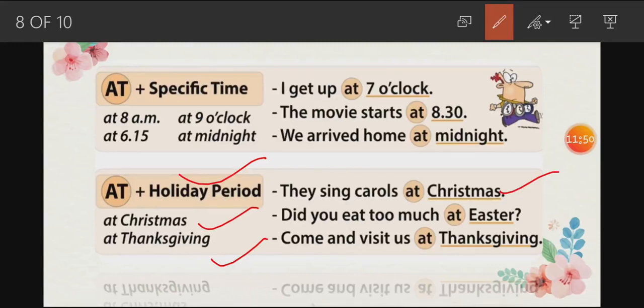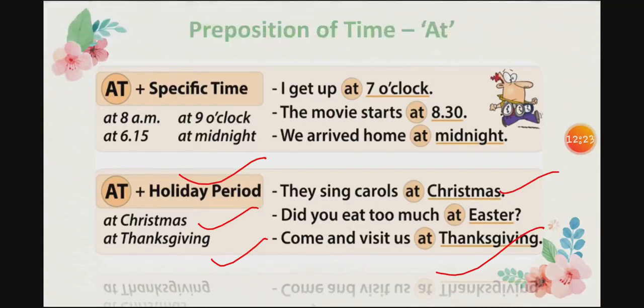Easter is also a specific time, a specific holiday. Then, come and visit, look at the example. Come and visit us at Thanksgiving. Thanksgiving refers to an event, specifically exactly that event. For example, if your birthday is coming soon and you are going to invite your friend exactly for that birthday party, you can talk about it specifically, and you can use at in this case. That's what the point is. Let's go to the next slide.